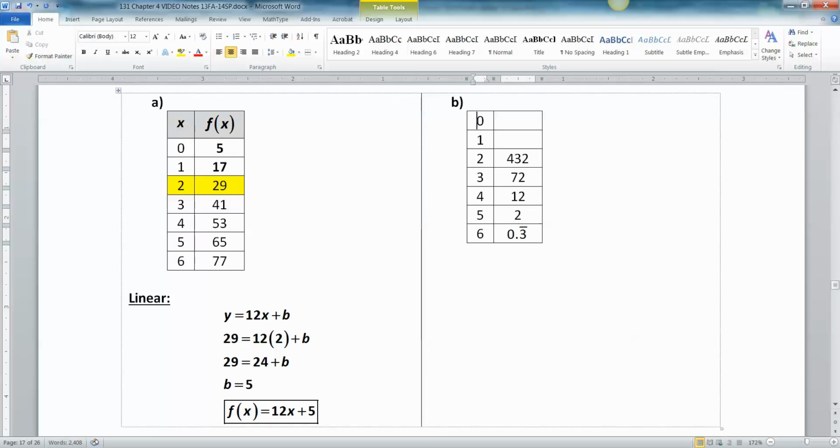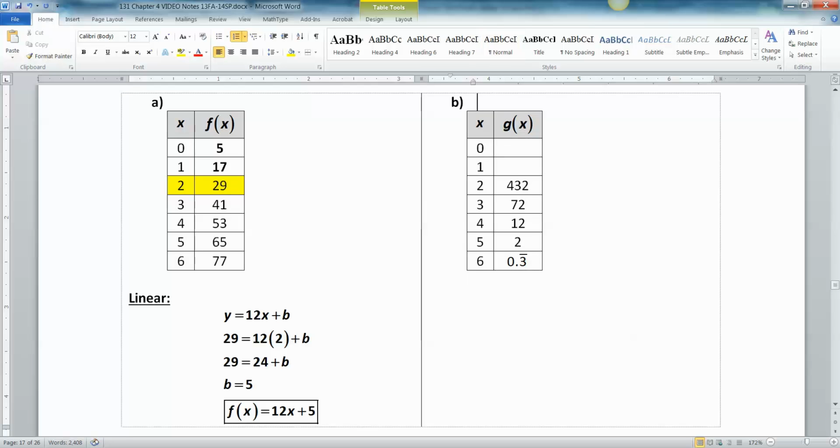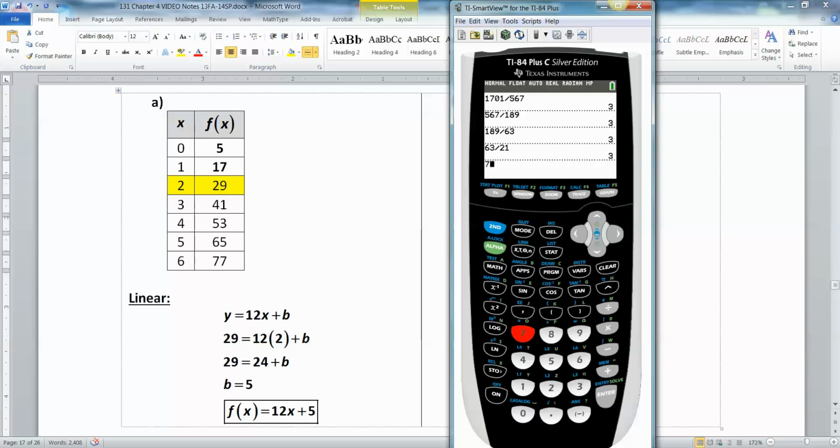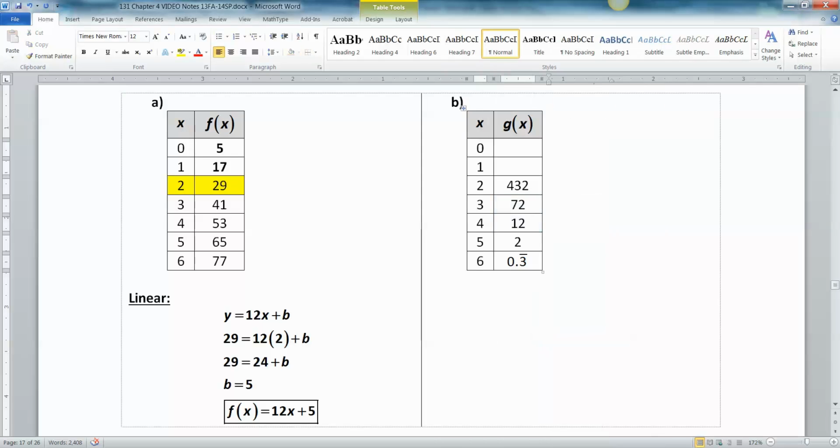All right, so I'm betting this one's exponential because otherwise it would be boring. Yes, we're obviously multiplying or dividing by something here. 12 divided by 6 gets 2. 72 divided by 6, let's see, yep, that's 12. All right, so that's what we're doing. We're dividing by 6, consistently. Okay, so this is exponential.